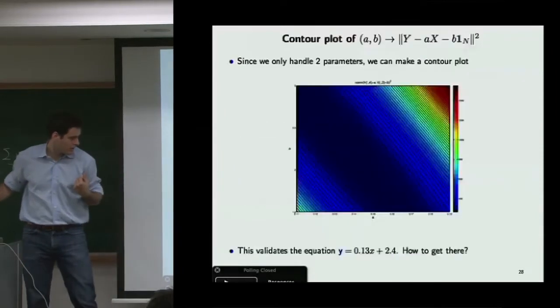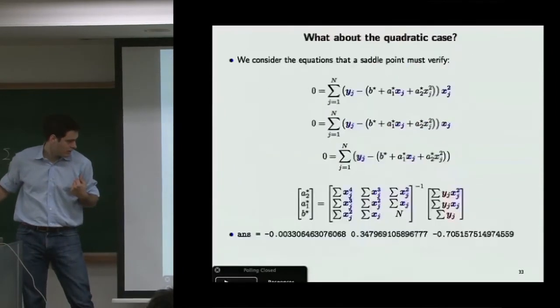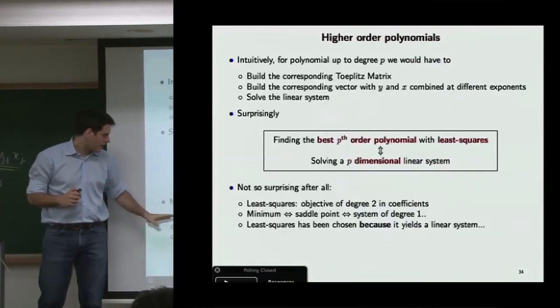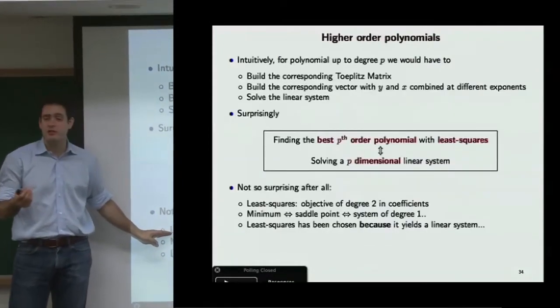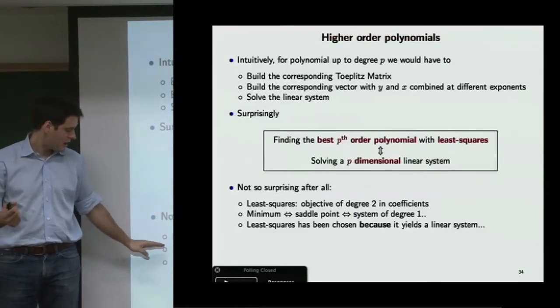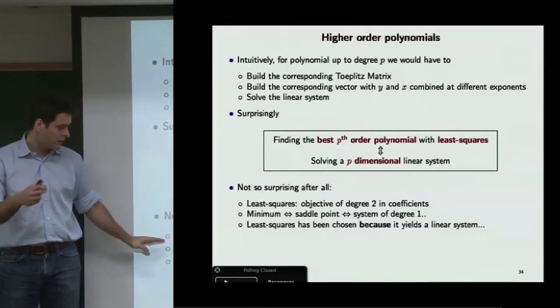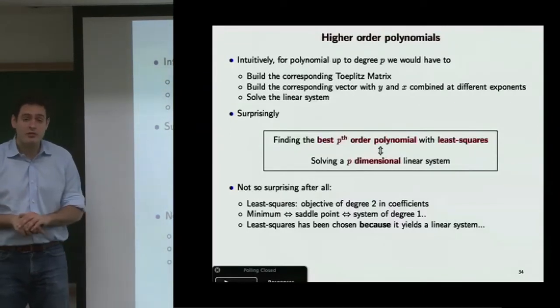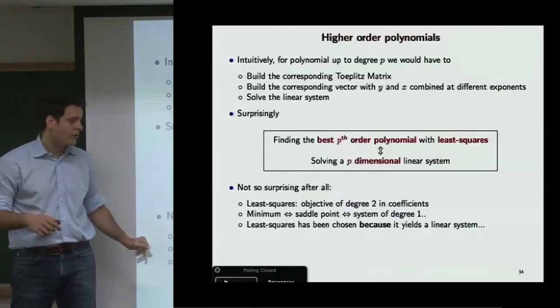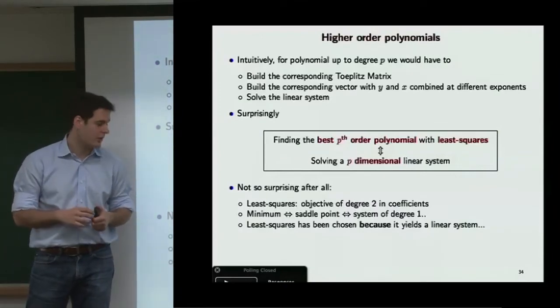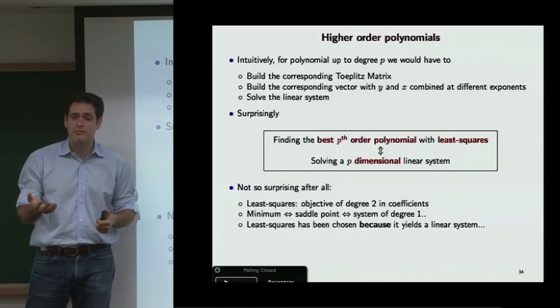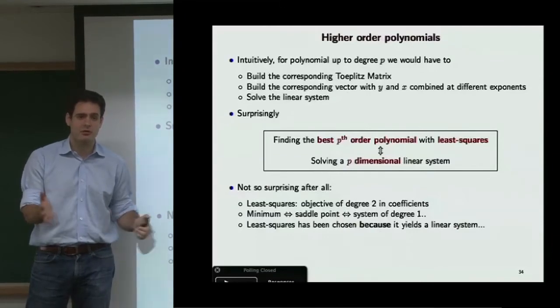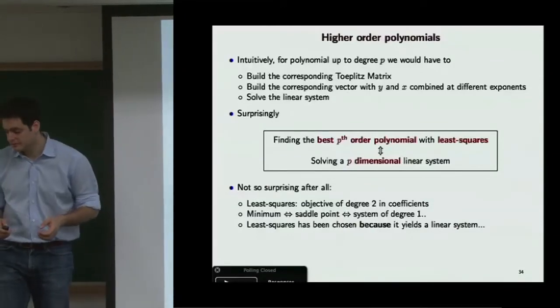So again, least squares is an objective of degree 2 in the coefficients. The minimum is a stationary point, so we will just have a system of degree 1, which will be linear in the number of coefficients that you have. So the reason why people use least squares regression is because it's easy. Okay, that's probably what we should all agree upon.